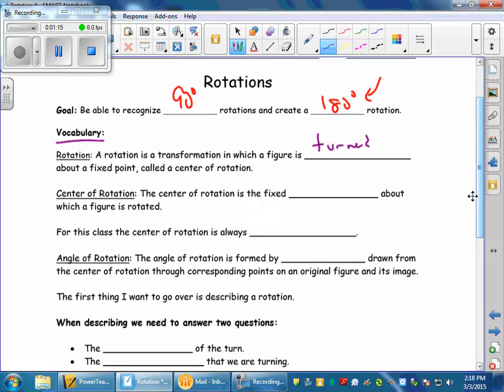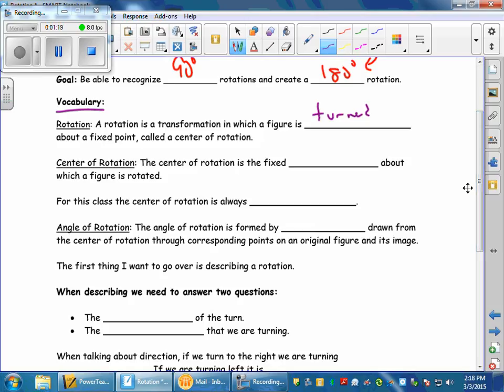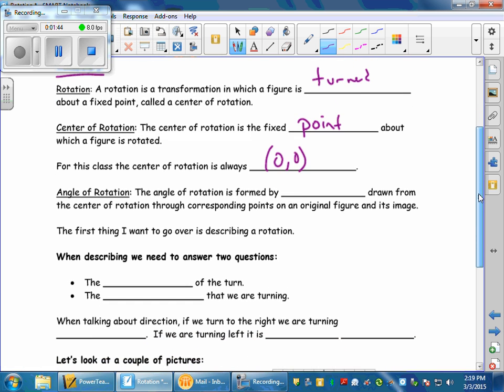The next thing we're going to talk about is a center of rotation. This is just going to be a fancy word that I don't want you to get confused on. It's not important at all. They're going to say it though, so I don't want you to get confused. For us, it's always going to be 0, 0. The center of rotation is the thing that we're rotating around. It's a fixed point about which the figure is rotated. For us, it's always going to be 0, 0, so don't worry about it. So whenever you see it, just know that it's not important.